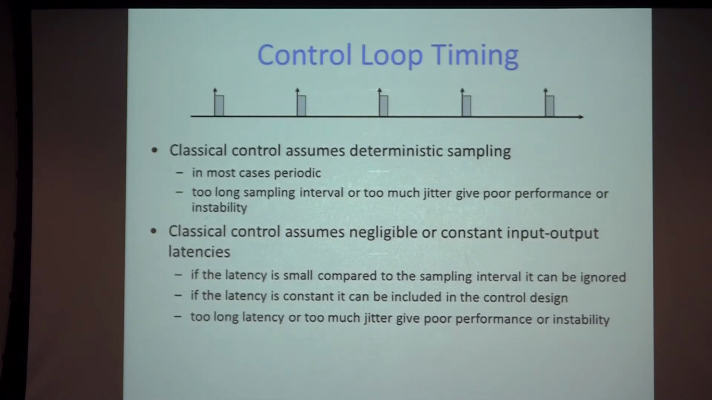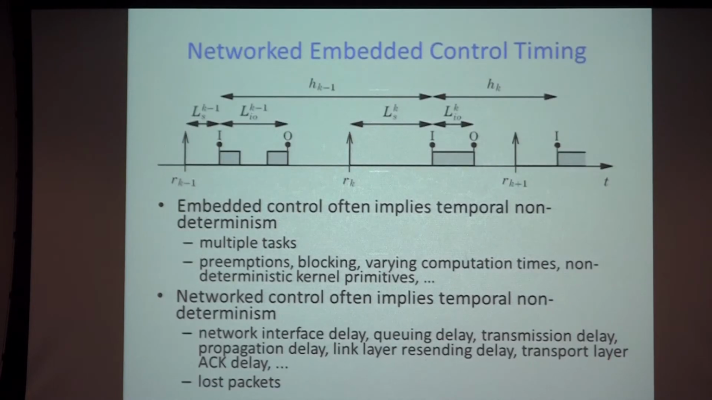But sometimes, quite often, we cannot achieve this. Instead, we get timing that looks like this. We would like to sample periodically at k minus 1, k, k plus 1. But the sampling doesn't take place exactly when we would like it to. It takes place here, here and here. So we will have a delay between our ideal sampling instant and the actual one. We call this the sampling delay.